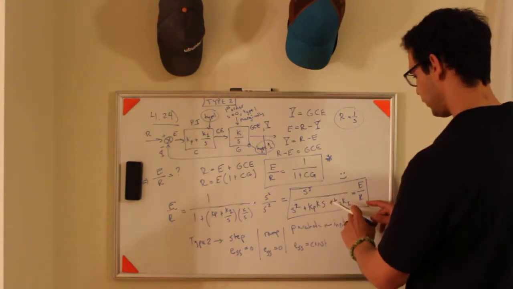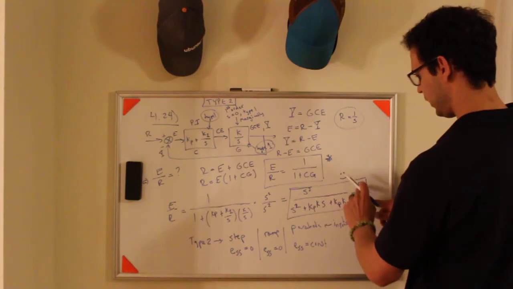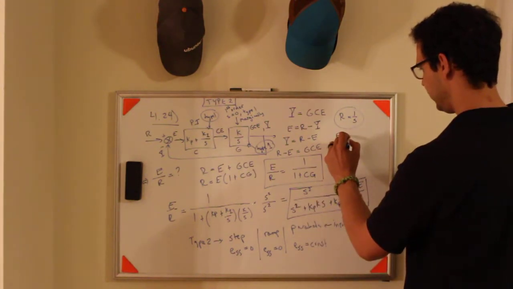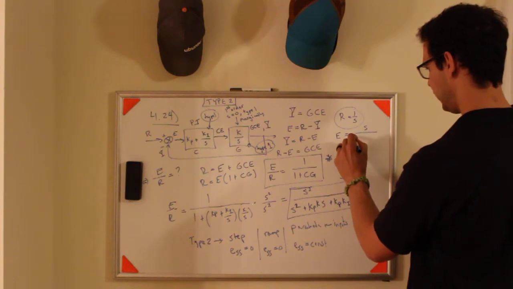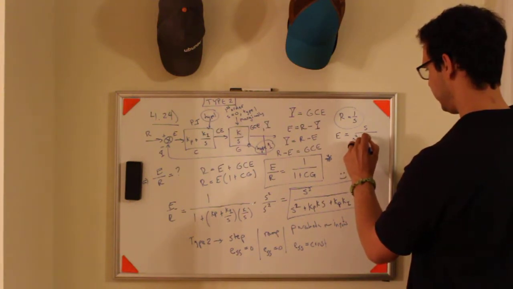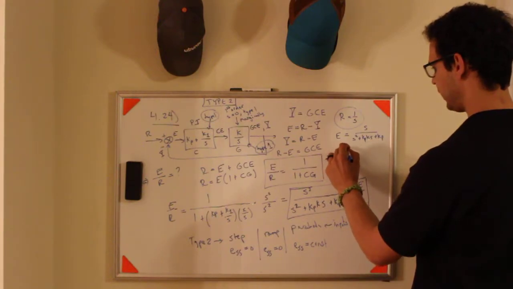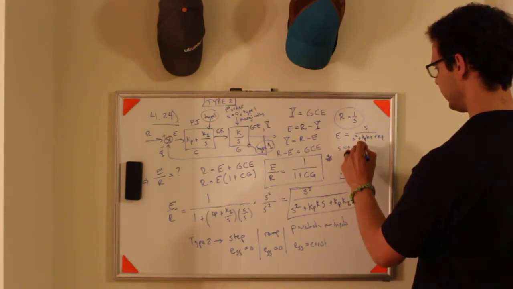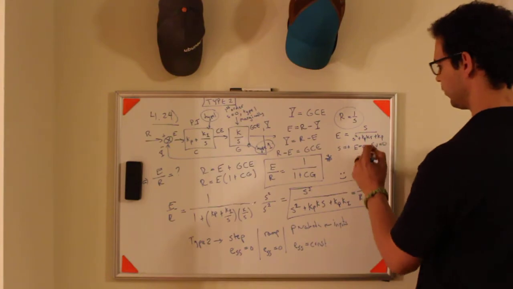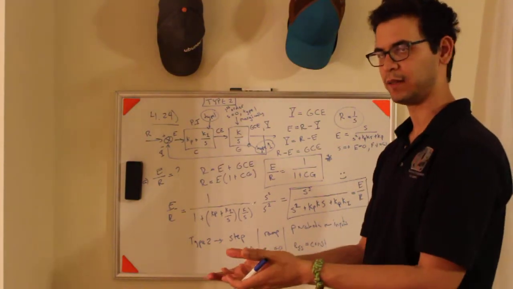Okay, so if I do E over R, so if R is a step and you multiply this over, E is going to be S over S squared plus KP KS plus KP, right? And if you plug in S equals 0, E is 0. So that means the final value is 0. Remember, the final value theorem is you just plug in S equals 0.